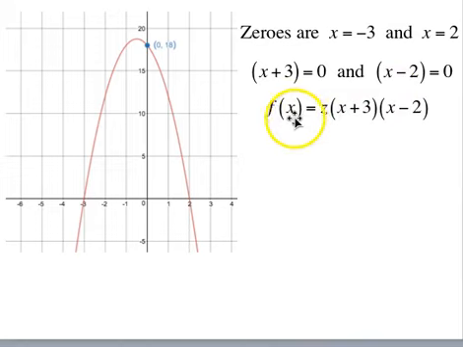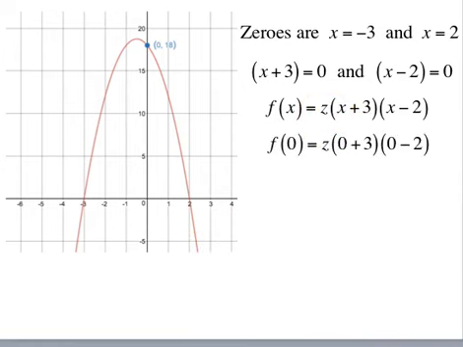So keeping this in mind, we now think of the following. f(x) equals some multiplier z times (x plus 3) times (x minus 2). And our goal will be to solve for z, and that will go ahead and give us the function defined by this graph. Now how about f(0)? Plugging 0 in here, we get z times (0 plus 3) times (0 minus 2). 0 plus 3 is 3. 0 minus 2 is -2. Multiply those together, we get f(0) is -6z.